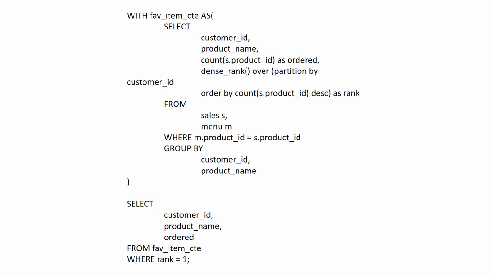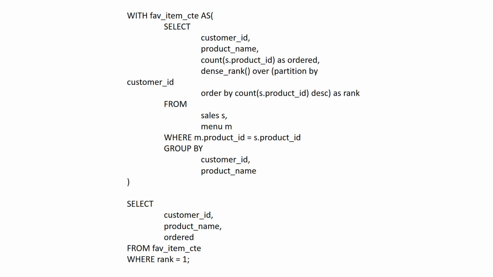So the CTE query selects customer ID, product name, and the count of each product ID ordered by each customer ID. Okay, and it also calculates dense rank of each product ordered by the customer based on the order count using the dense rank window function. Okay, the partition by clause divides the data by customer ID and the order by clause orders the data by the count of product ID in descending order.